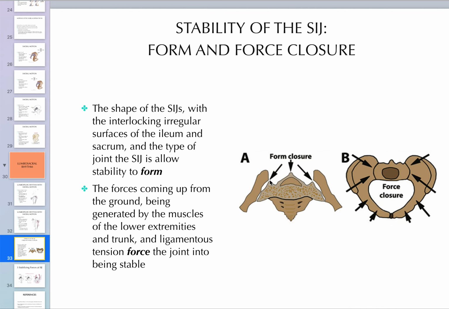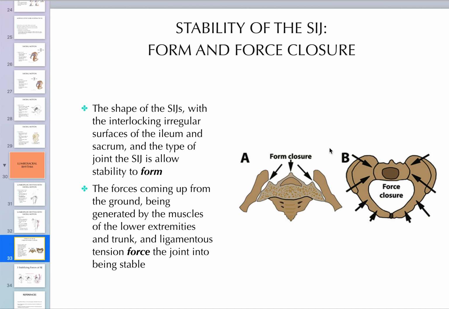As you can see, the shape of the sacroiliac joint is an interlocking, irregular surface of the ilium and the sacrum, and the type of joint, the SIJ, allows the stability to form. So the shape of the sacroiliac joint, the sacrum articulating with the ilium right here, will create form closure, meaning the bones have a corresponding shape to one another, and the stability is allowed to form.